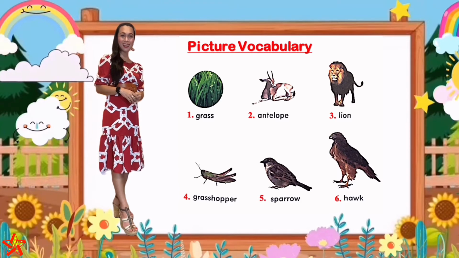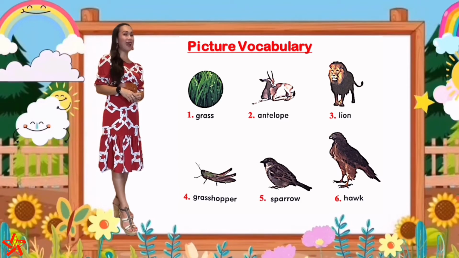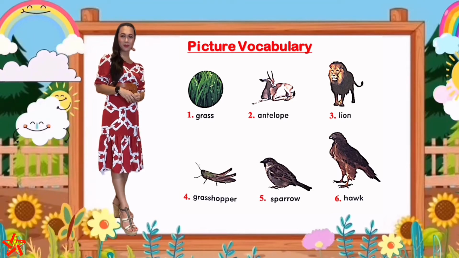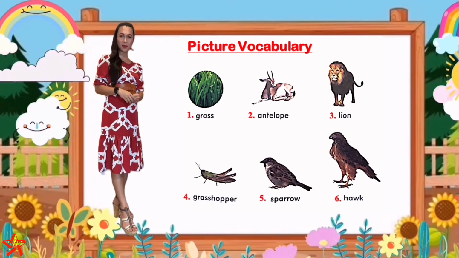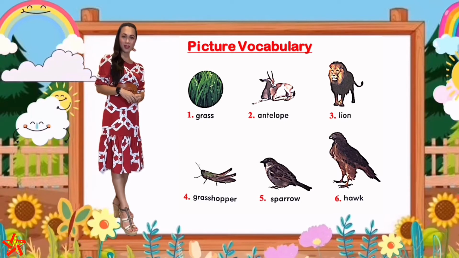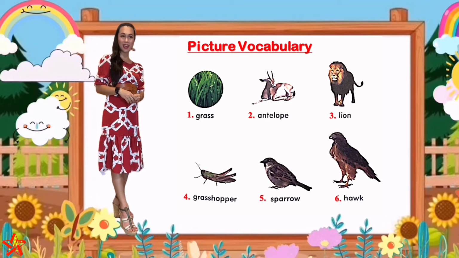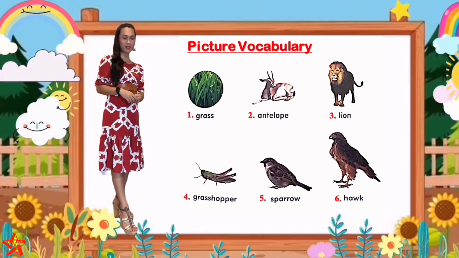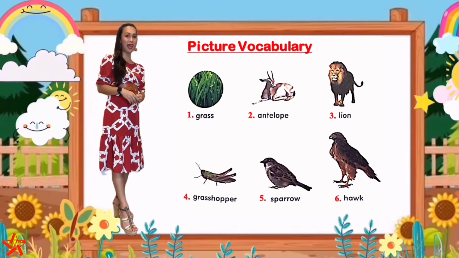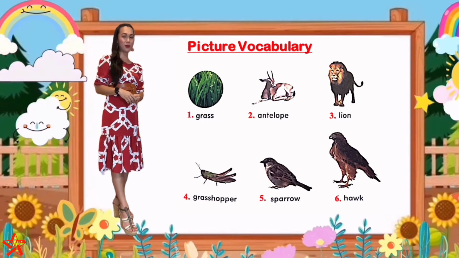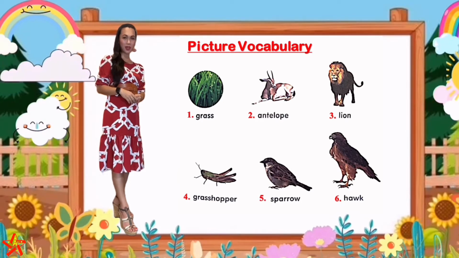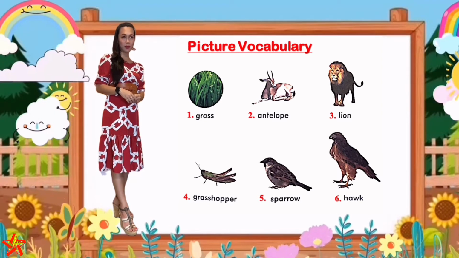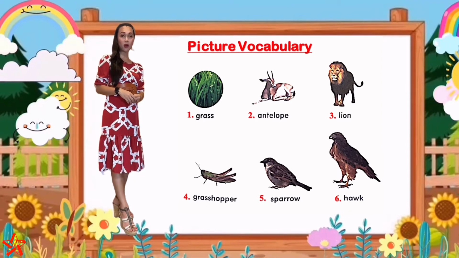How about picture number 3? Yes, it's a lion. L-I-O-N. How about picture number 4? Excellent, grasshopper. Can we spell it all together? G-R-A-S-S-H-O-P-P-E-R. Very good. And picture number 5, what is that? Sparrow, correct. Let's spell it all together. S-P-A-R-R-O-W. And the last, we have hawk.